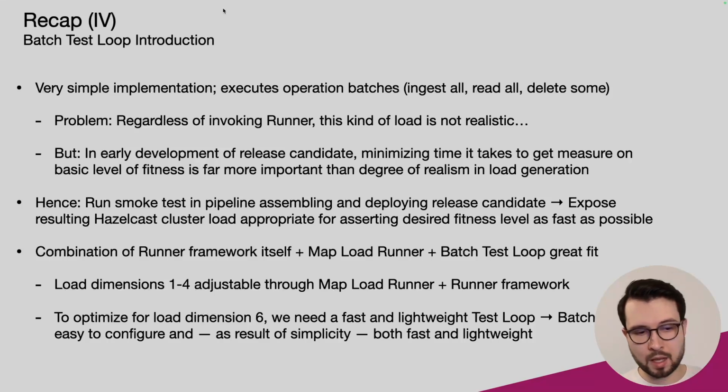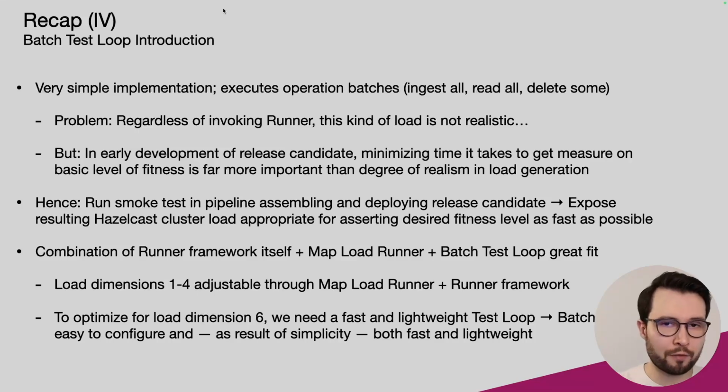of time. As it turns out, the combination of the runner framework itself, which is basically just Hazeltest because it's the sort of engine that runs all the runners, plus the mapload runner, plus the batch test loop, is a great fit for that. Load dimensions 1 through 4 are adjustable through the mapload runner plus the runner framework, which again is Hazeltest surrounding the runners. Then load dimension 5 is out of the question for this one because that's subject to the Chaos Monkey, right? The only load dimension that's left really is load dimension 6.